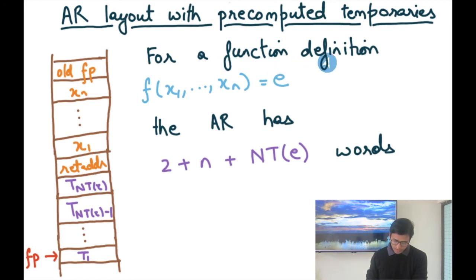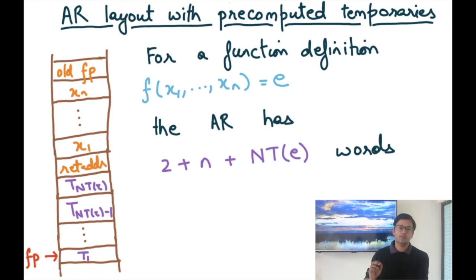So for a function definition f x1 dot dot xn equals e, the size of the AR has now increased. Why has it increased? Because now we are going to pre-allocate the temporaries as well. Earlier we were dynamically allocating and deallocating on the fly. Now we are pre-allocating at function entry, so at function entry itself I have to allocate more. Overall, this is going to be an optimization because in any case I would have allocated that stuff, but I'm saving some instructions that keep moving the stack pointer up and down.